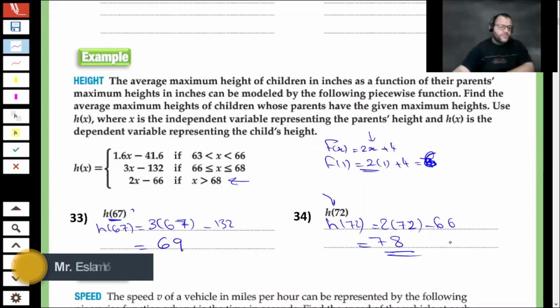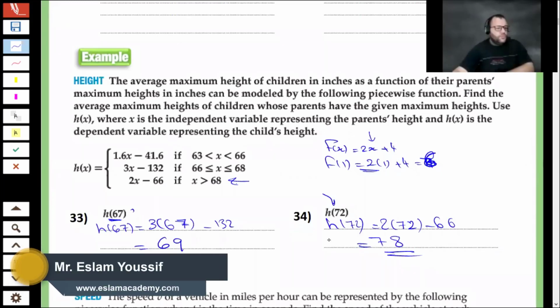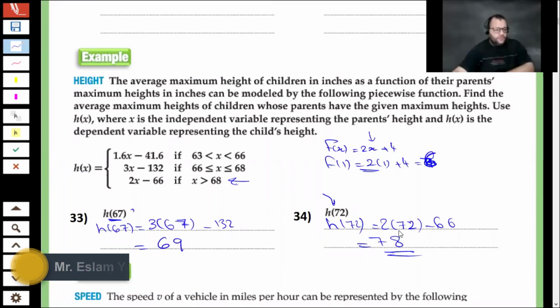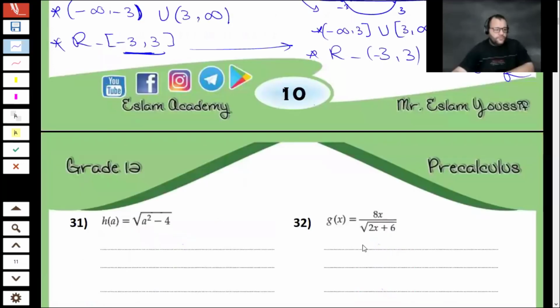Sir, I don't understand how you get the 1, 2, and 3. Like, which one do you choose? Number 33? Yeah, how do you choose between the three of them? Okay.